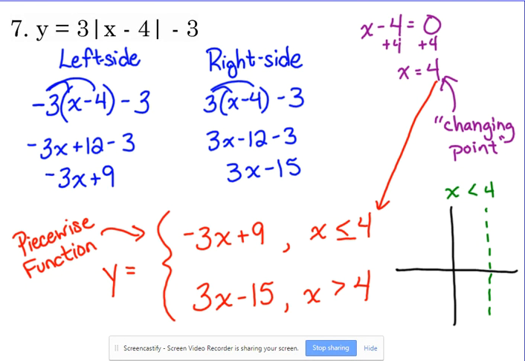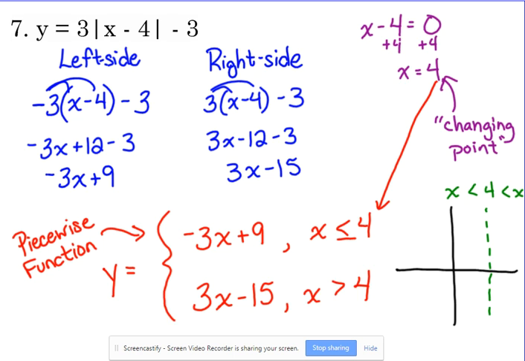Over here, your x values are greater than 4 on the right side. 6, 7, 8. It doesn't matter which one gets the equal to. In this case, either one can get the equal to. It does not matter. Okay?